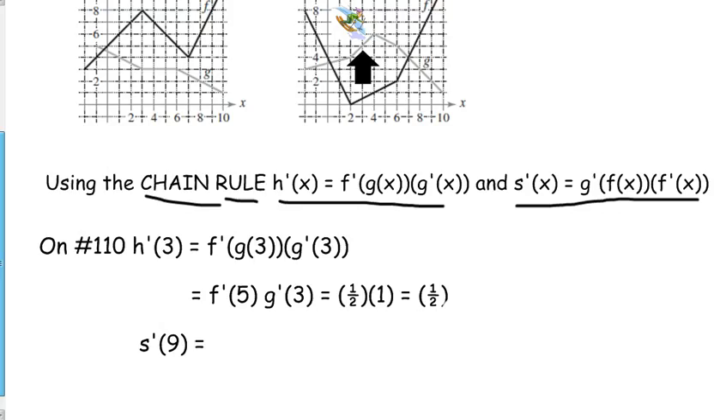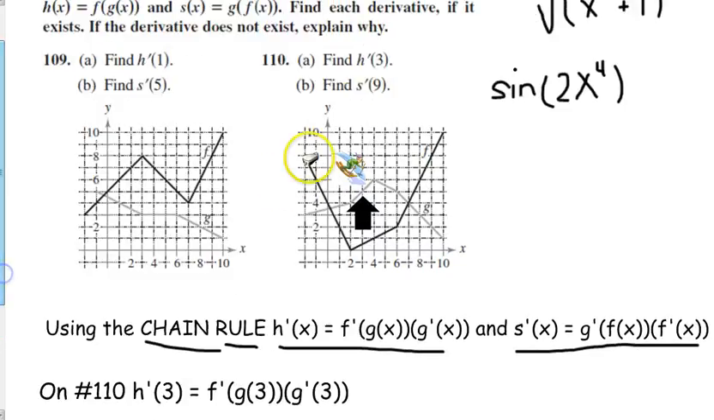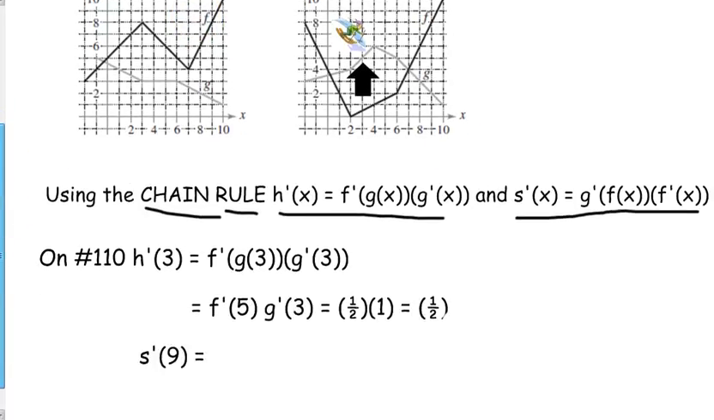If I do the same thing for s prime of 9, which is this, the derivative of s at 9. Again, s is a composite function, so I have to use the chain rule. The chain rule is defined here. You'll learn more about it in the materials section this week. So basically I'm going to start by plugging a 9 in for all of these x values, and that should be what I have here. So I have g prime of f of 9 times f prime of 9. So I'm basically just plugging a 9 in for all of these x values.